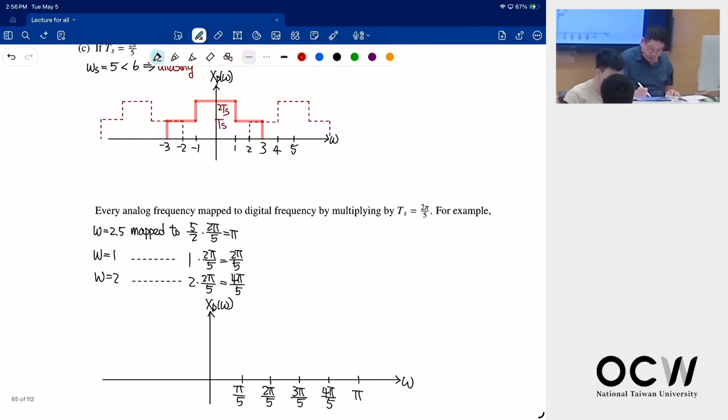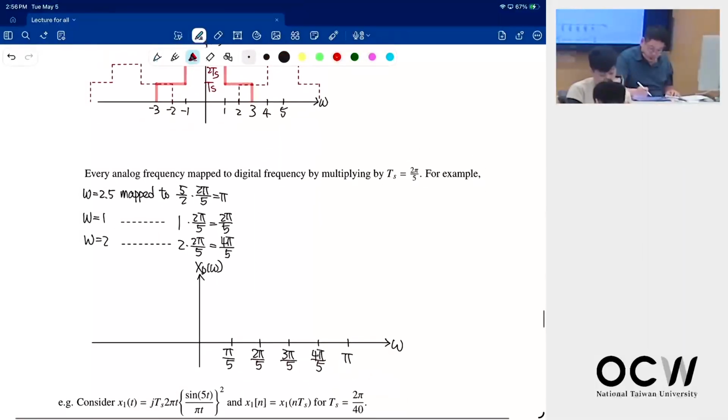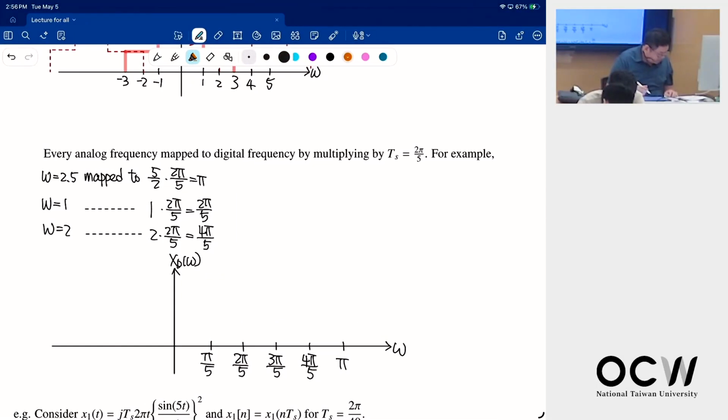So in this part, I have 1, others there will be 2. Therefore, what is the color? Brown. So from 2π over 5 to 4π over 5, that's 1. Otherwise, it is 2. Because it is periodic, after π, there's still 2.